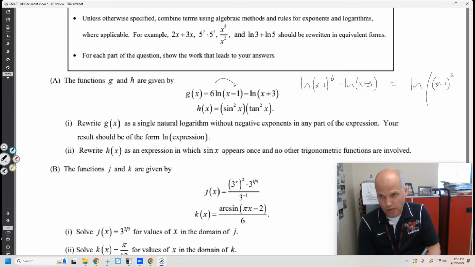Don't try to distribute x minus 1 to the 6 and say it's x to the 6 plus 1. You know, there's a lot more stuff going on.